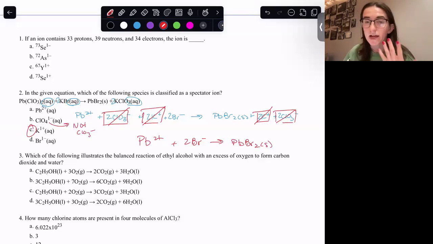Right, it doesn't split from the lead. It's not a spectator ion because it's involved in the chemistry that's happening. It's part of our net ionic equation, which is showing us this is an important ion that we're looking at.